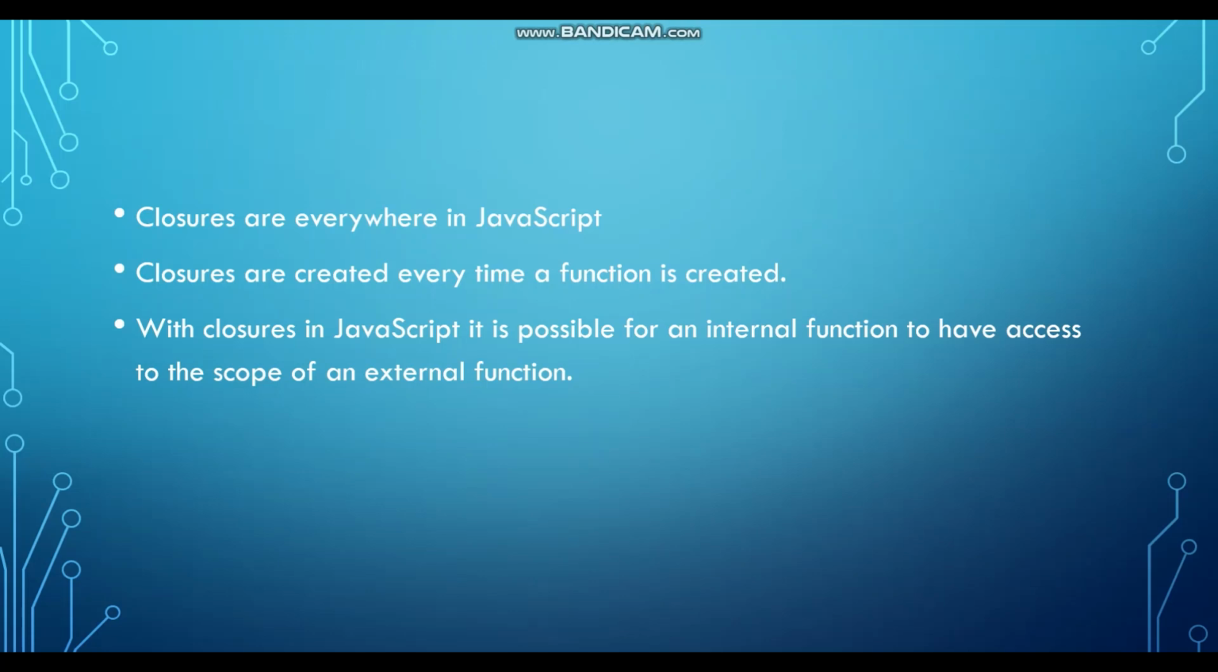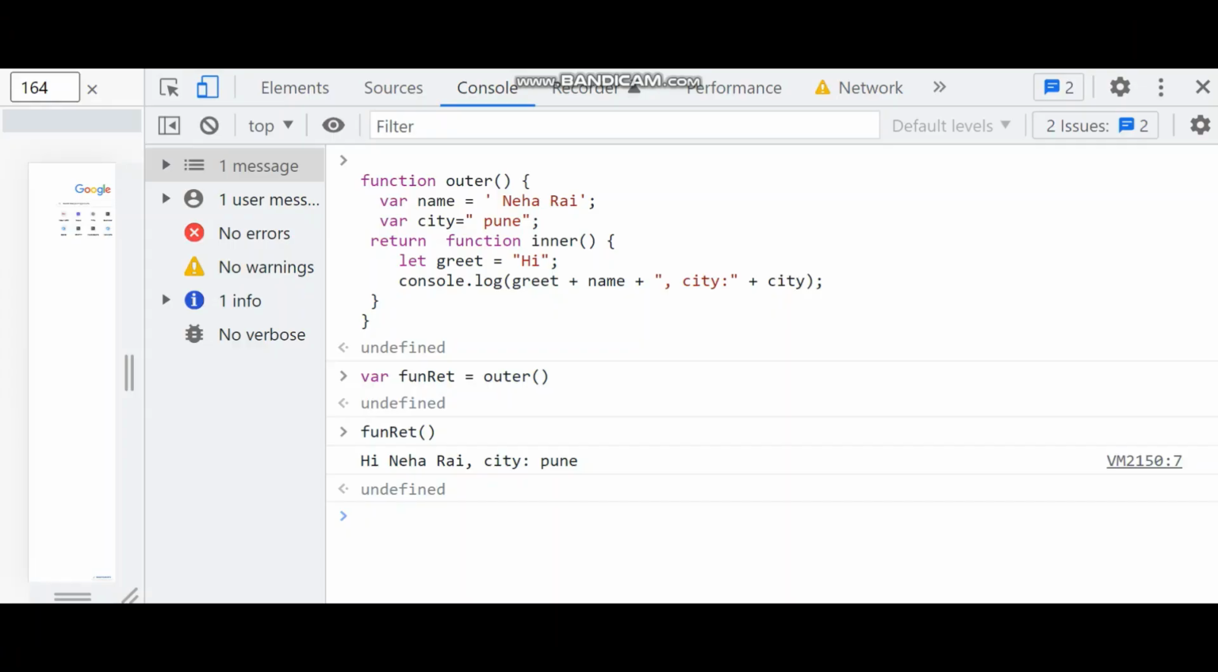Closures are everywhere in JavaScript, and you have probably been using them even if you have not realized it yet. In JavaScript, closures are created every time a function is created. With closures, it is possible for an inner function to have access to the scope of an outer function. Before seeing some examples of closures in JavaScript, we must understand a little what the lexical environment is.